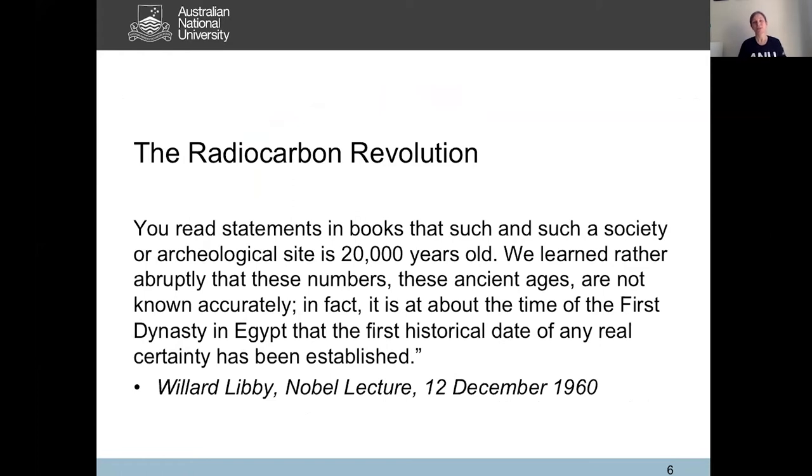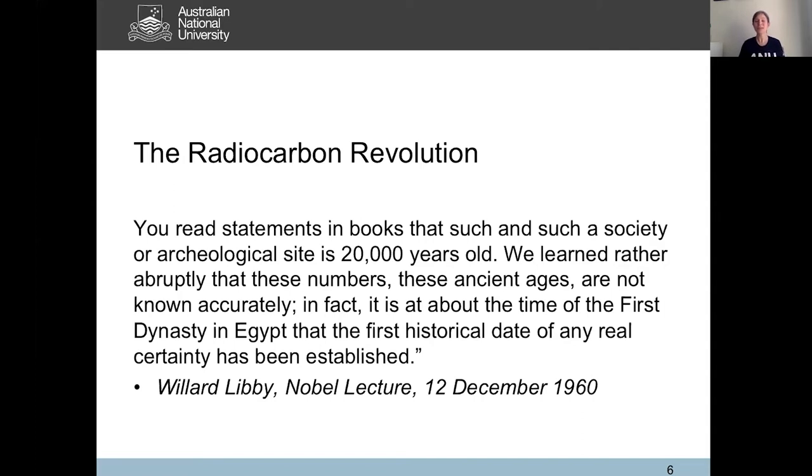So he said, "You read statements in books that such and such a society or archaeological site is 20,000 years old. We learned rather abruptly that these numbers, these ancient ages, are not known accurately. In fact, it is about the time of the first dynasty in Egypt that we have the first historical date of any real certainty has been established."